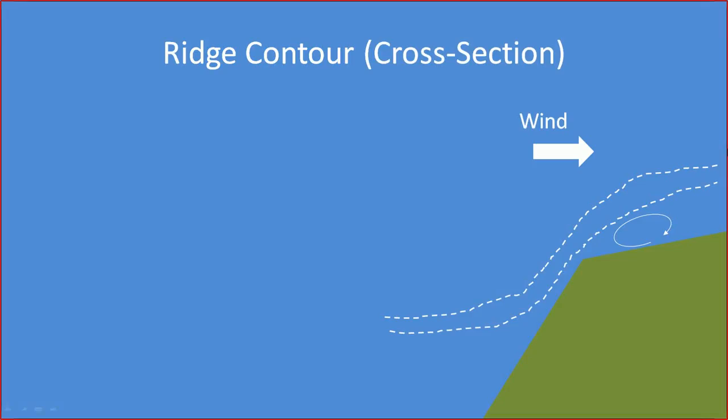And now let's talk about the cross-section or contour of the ridge. Simple rule is the steeper the slope, the stronger and higher the lift will go above that slope.